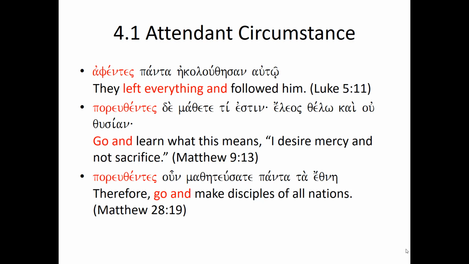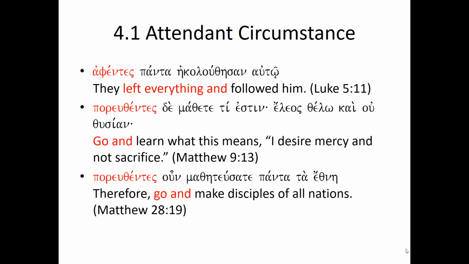Is it "as you go, make disciples"? Or is it "go and make disciples"? Whichever side you come down on, do remember that piggybacking participle takes on some of the force of the main verb, but still the main verb is the most important thing. So how would you preach this text? That's what we're really getting at. The main point of the passage is not go, but the main point of the passage is make disciples.